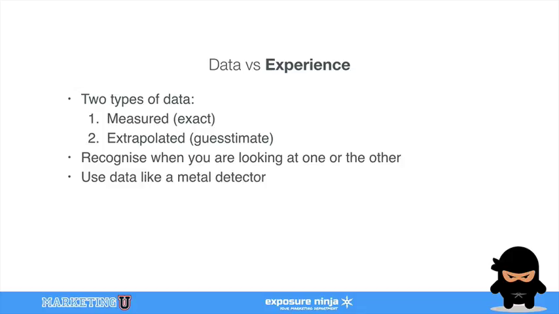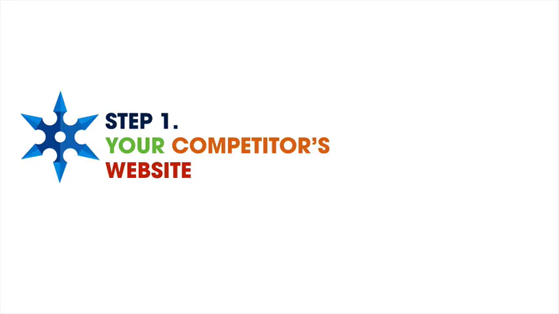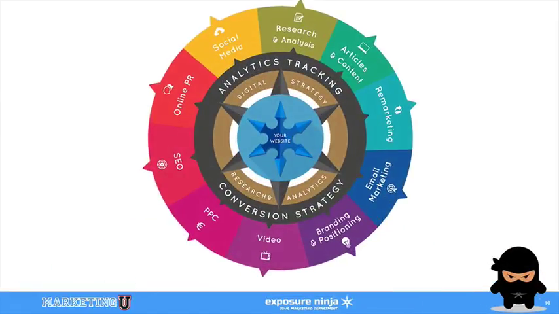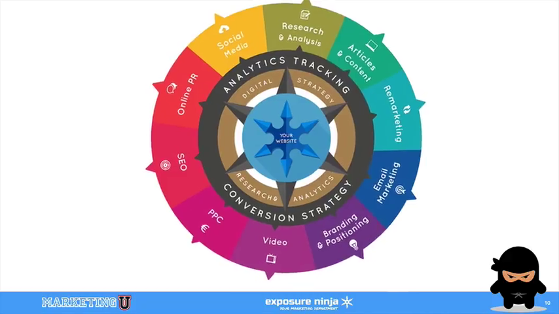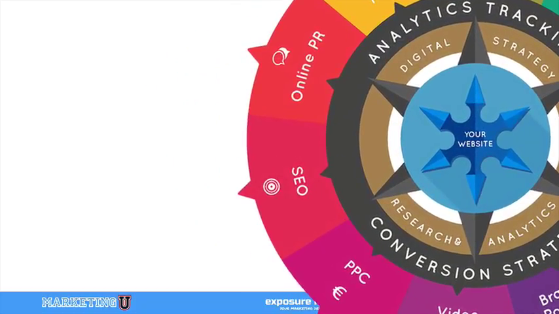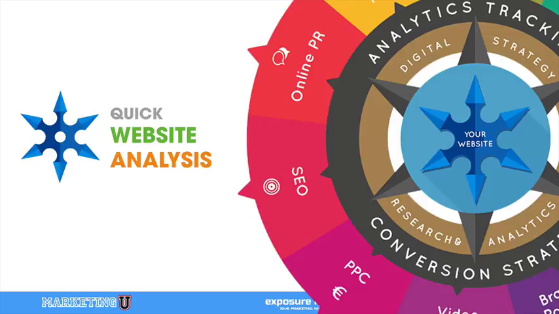And the first thing that we always do is we analyze the website of our competitors. Here's the Exposure Ninja Digital Marketing Circle, which you're probably familiar with by now. The website is at the center, you'll notice. It's always at the center, because it doesn't matter how effective the campaign is, it doesn't matter how much traffic they're driving. If the website is poor, if the website's not converting, all of that is for nothing. By the same token, if the website isn't well optimized, for example, for SEO, that site's not going to rank. So the website is the first thing that we look at, and it's where we spend the majority of the time early on. So I'm going to show you a quick website analysis process.